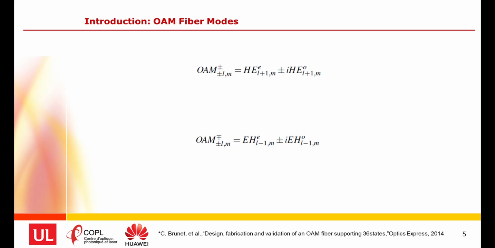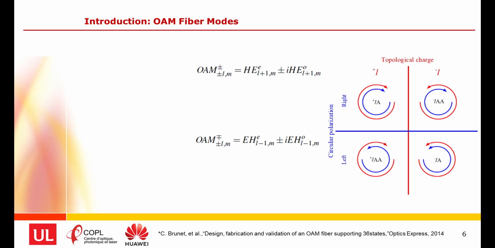So I'll start by just giving you the equations here for OAM fiber modes, and you can see they're formed from the eigenmodes within the fiber, and in fact they're formed from a linear combination of the even, that's the E up here, and the odd solutions to Maxwell's equations. And you'll notice that there are some plus and minus signs in here, and I just want to point out that they refer to two things.